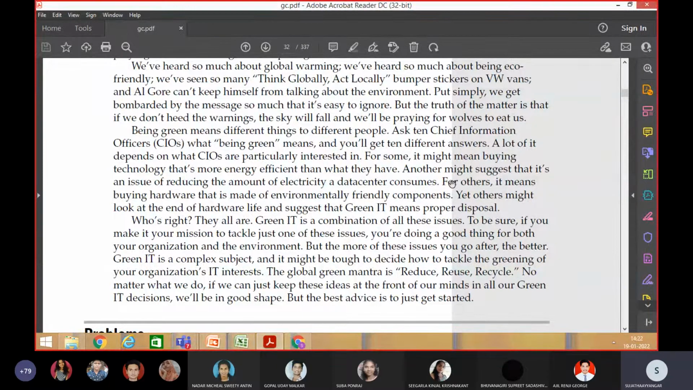For others, it means buying hardware that is made of environmentally friendly components. Yet others might look at the end of hardware life and suggest that green IT means proper disposal. So there are 4 points you all need to understand. First is more energy efficient technology. Second is saving electricity. Third is buying hardware that is environmentally friendly. And the fourth is proper disposal.